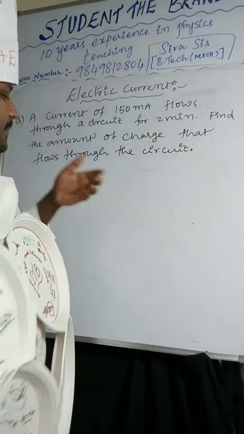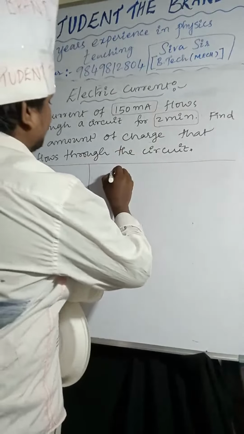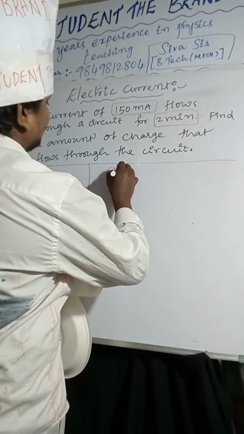1 ampere is equal to... So here they have given that the current flows through the circuit for 2 minutes. Find the amount of charge that flows through the circuit. Okay, so now, the given data.